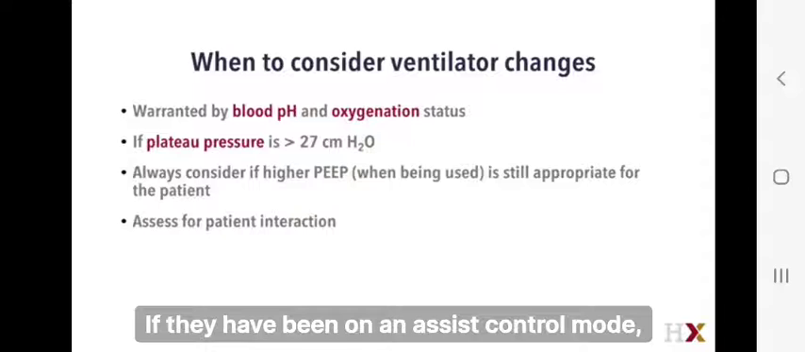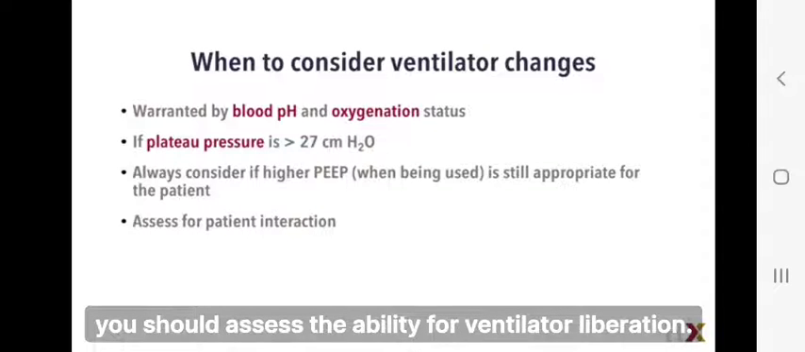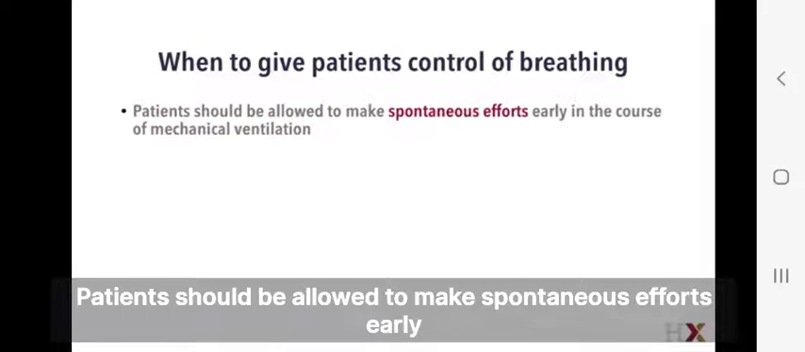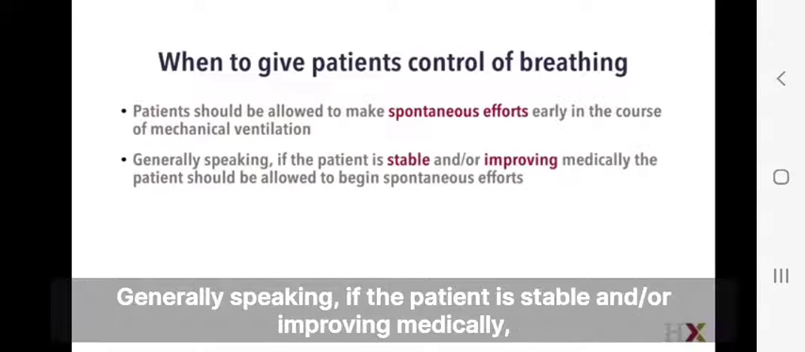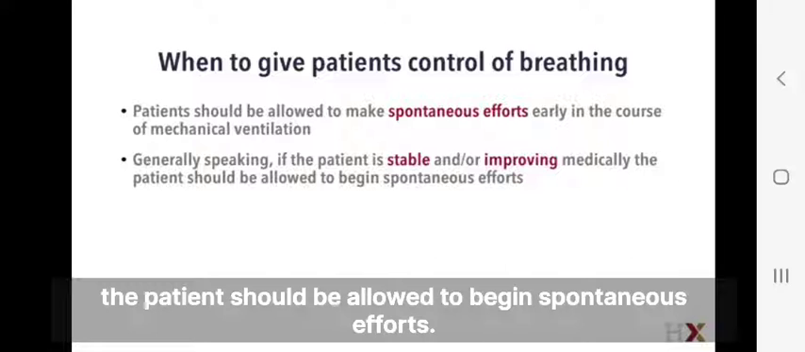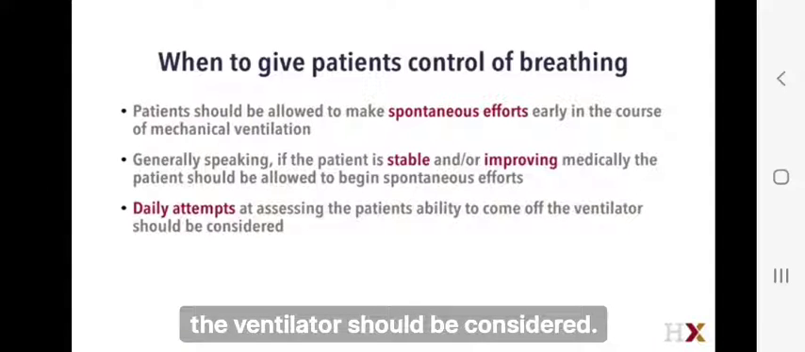If they have been on an assist control mode, if they have now started triggering the ventilator, you should assess the ability for ventilator liberation. Patients should be allowed to make spontaneous efforts early in the course of mechanical ventilation. Generally speaking, if the patient is stable and/or improving medically, the patient should be allowed to begin spontaneous efforts. Daily attempts at assessing the patient's ability to come off the ventilator should be considered.